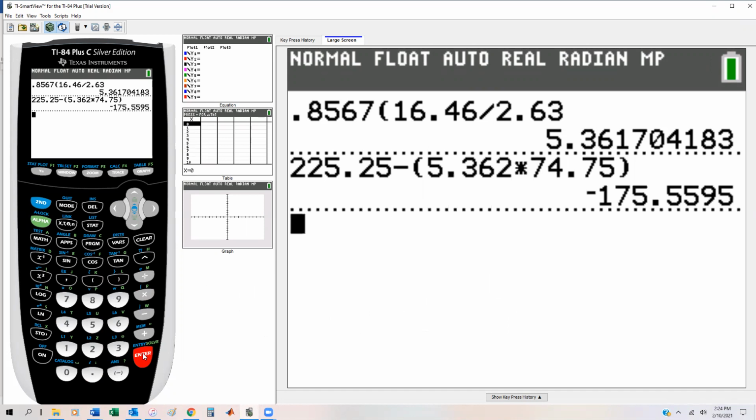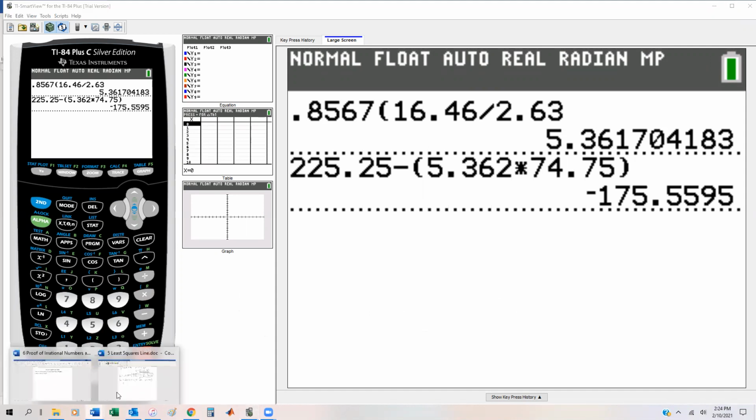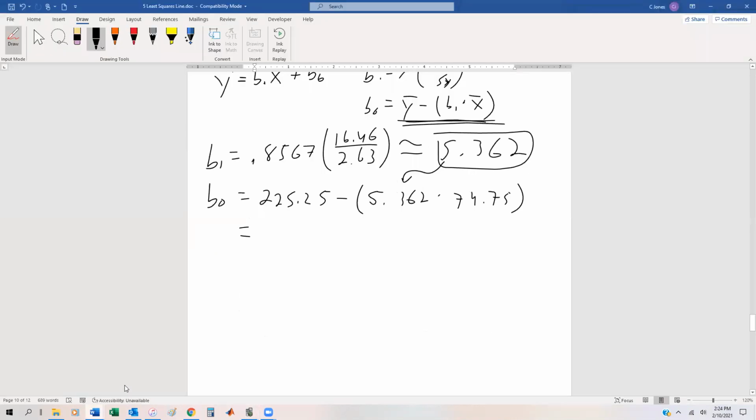Or negative 175.56 if you wanted to round it to two decimal places. So that's going to be our B naught: negative 175.56.